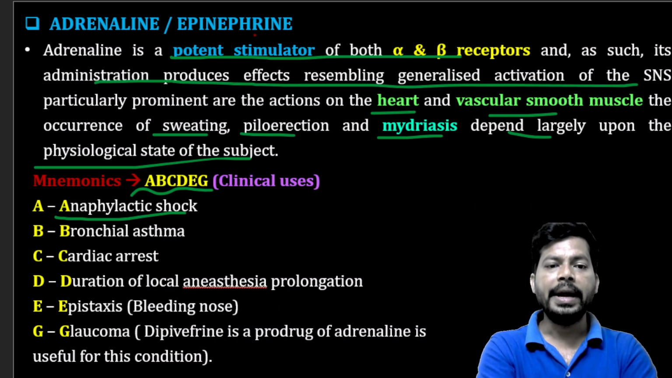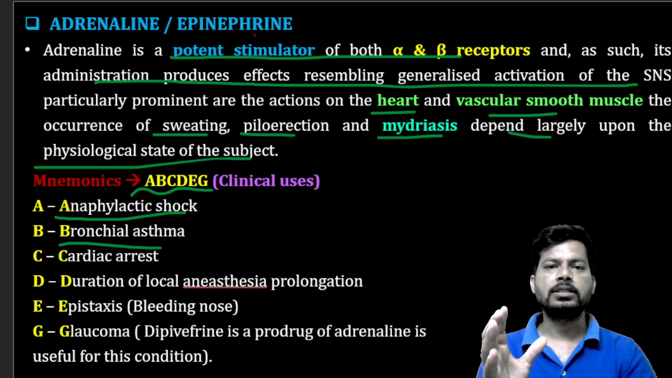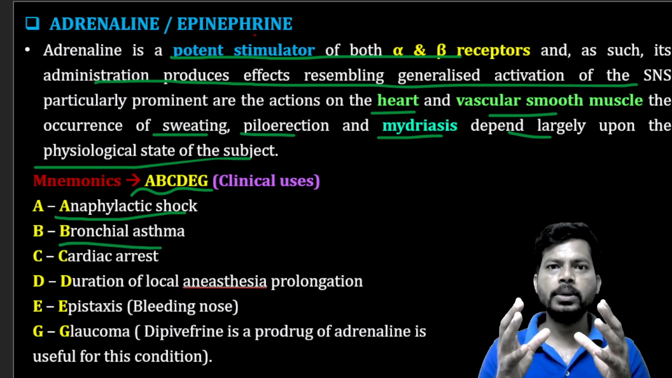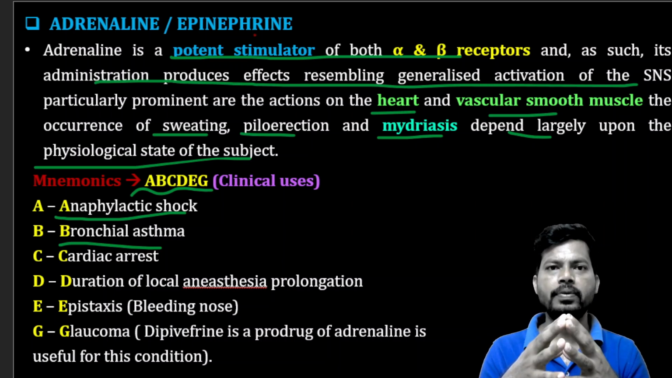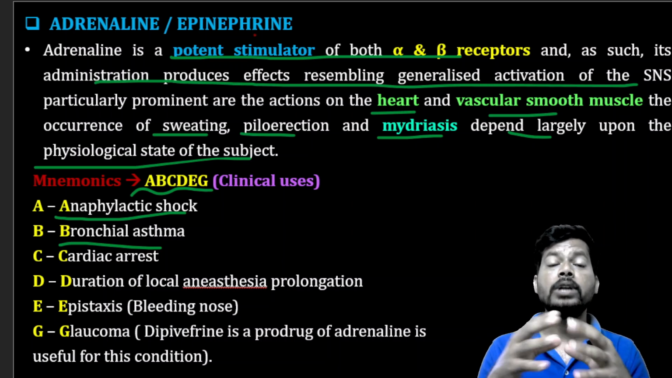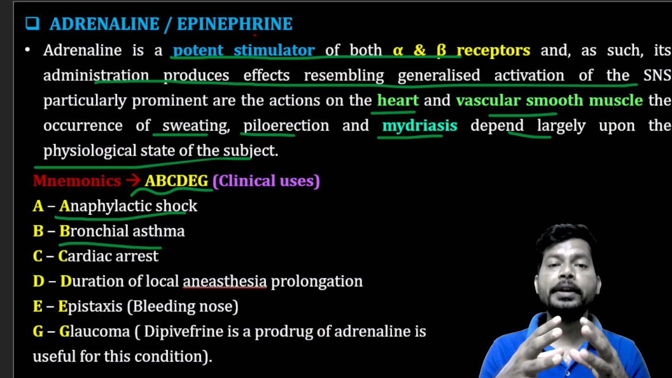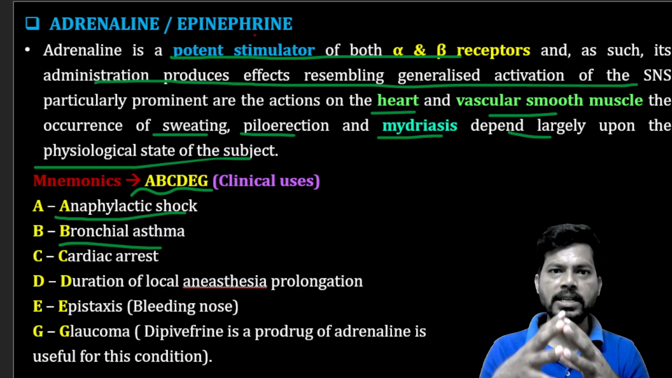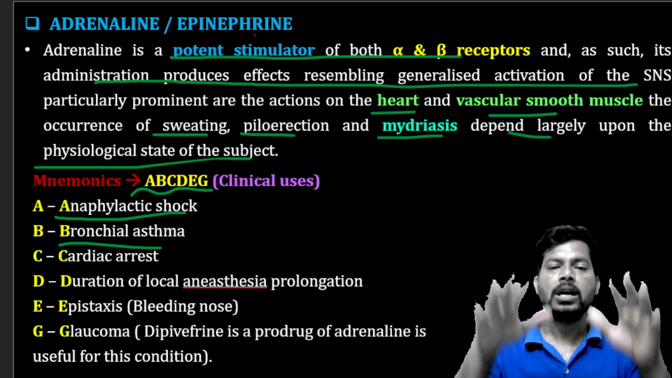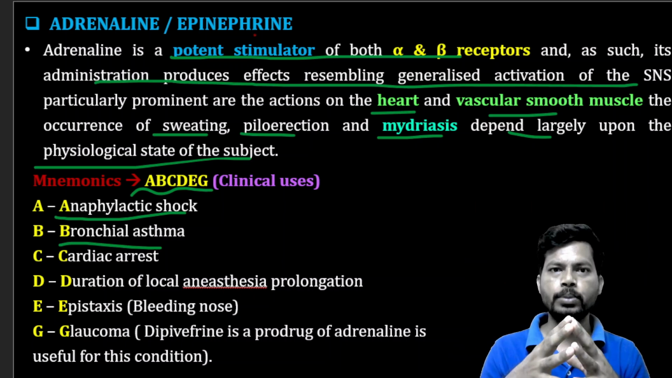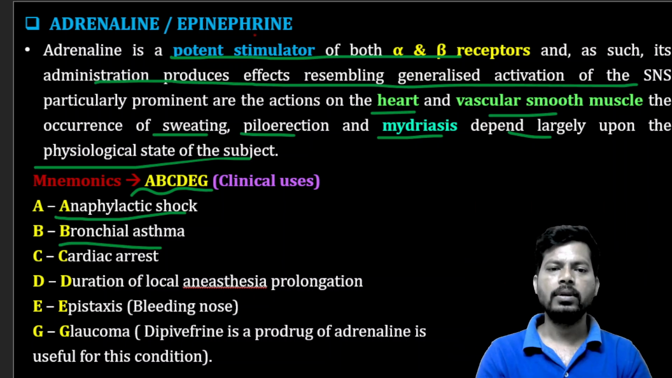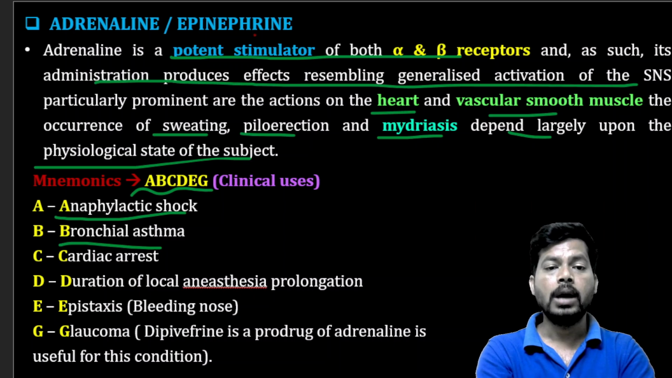Next, adrenaline can also be used for treatment of bronchial asthma. You know asthma is nothing but excess stimulation of bronchial smooth muscle, which may be problematic to the patient. That's why adrenaline acts on the bronchial smooth muscle in the lungs, causes relaxation of the bronchial smooth muscle, and helps in the treatment of asthma. And adrenaline for treatment of cardiac arrest.